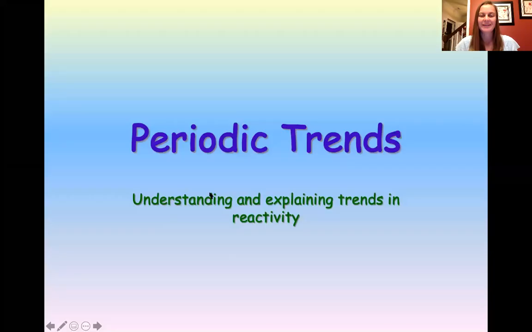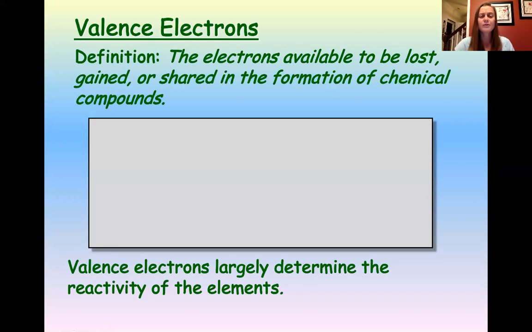Okay, there we go. So periodic trends are related to the electron configuration. So let's go ahead and jump in and talk about how where the electrons are determines their reactivity. So first, let's just quickly review a couple of terms. The first one is valence electrons.